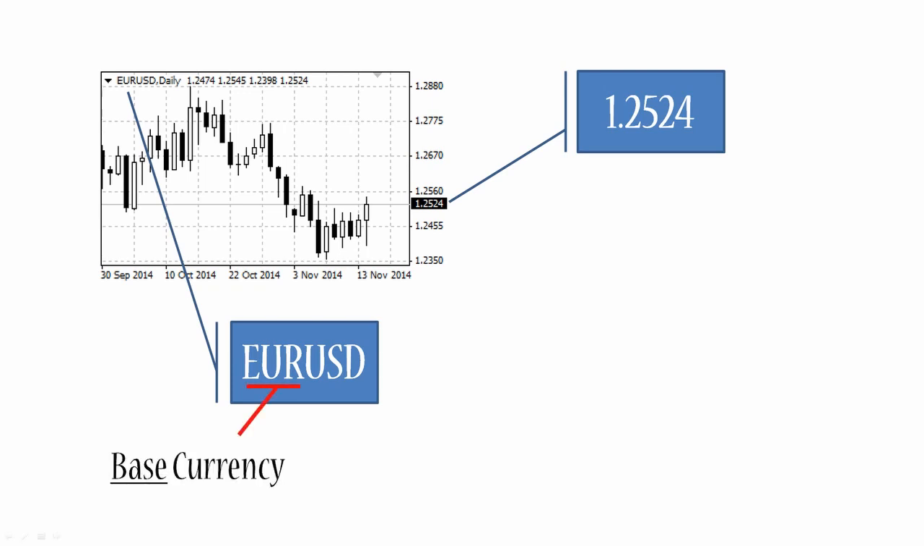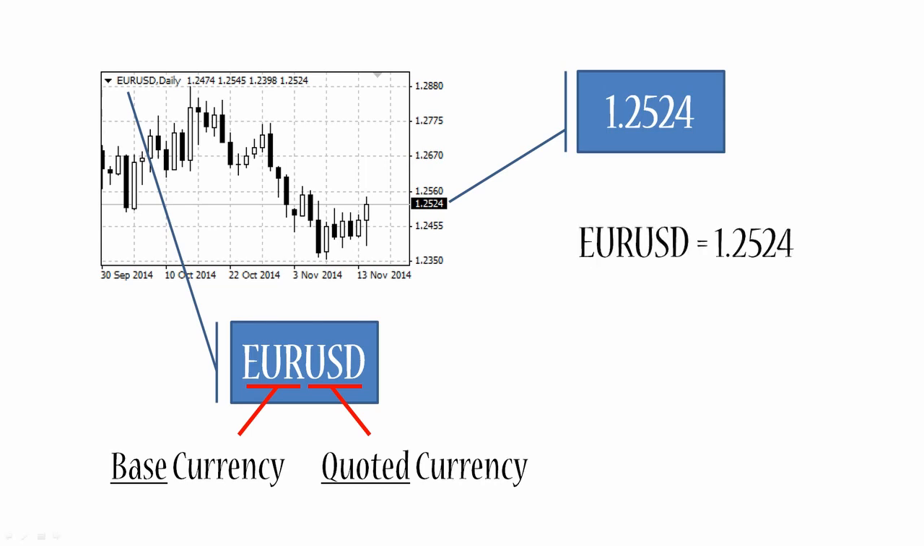The currency on the left of the pair is called the base currency. In this case, it's the euro. And the currency on the right is called the quoted currency. In this case, it's the US dollar. You may see this price of 1.2524 for the euro dollar currency pair written the following way. This is equivalent to writing it out as euro/US dollar equals 1.2524.